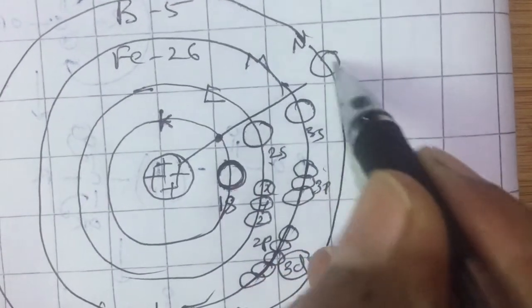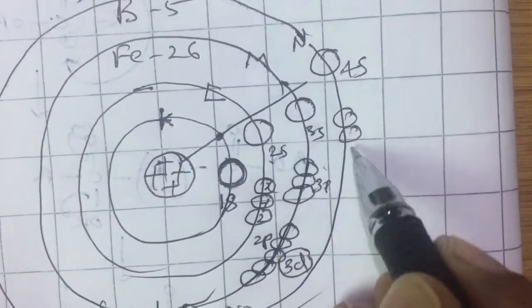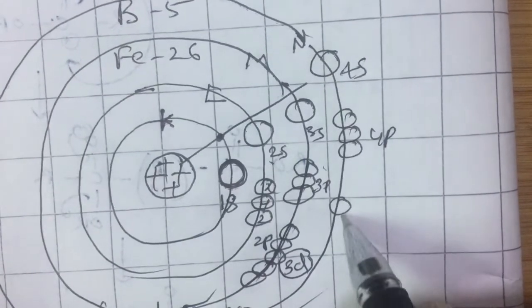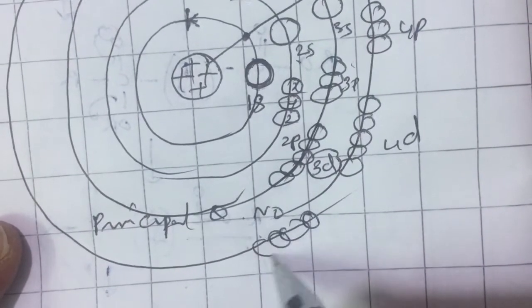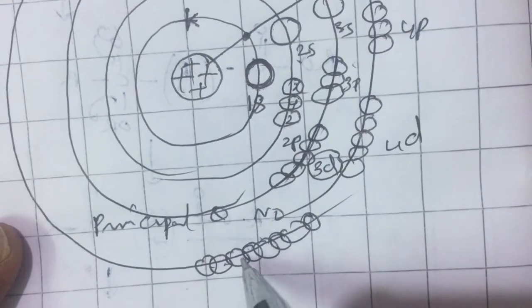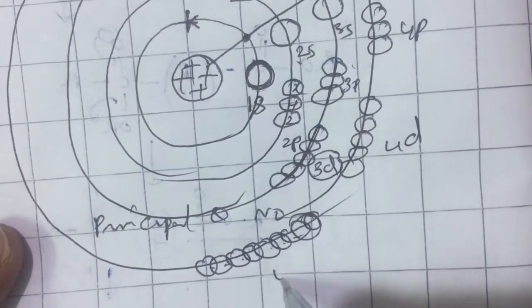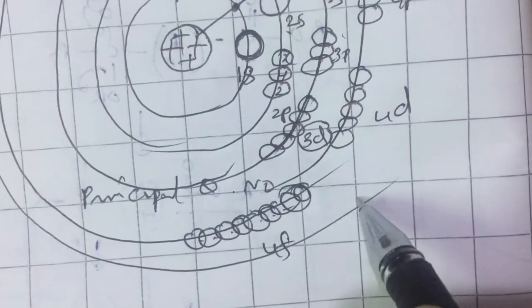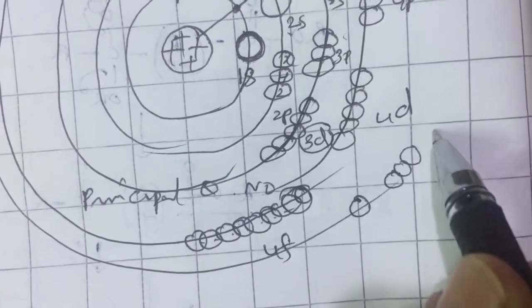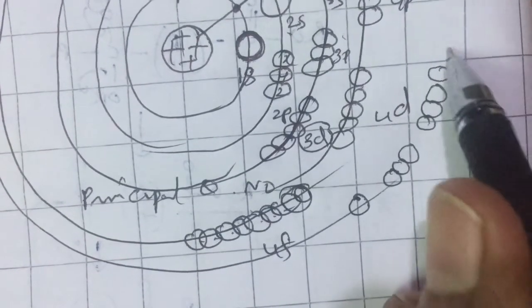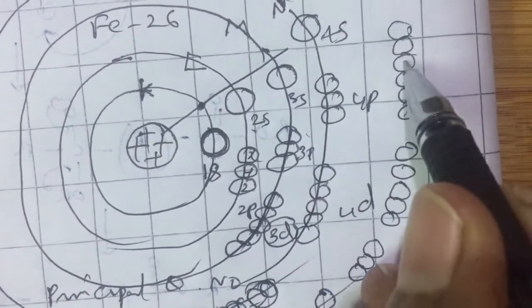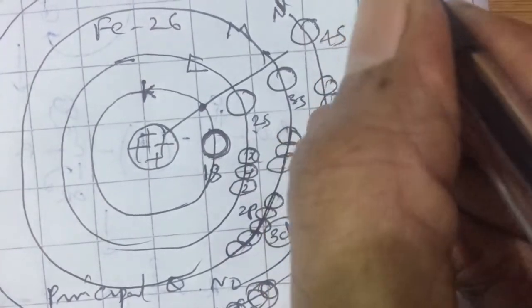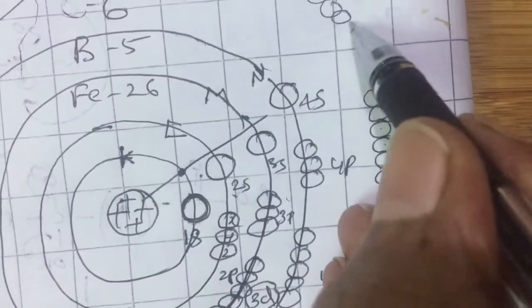Similarly, level 4 has a 4s orbital, three 4p orbitals, five 4d orbitals, and seven 4f orbitals: 1, 2, 3, 4, 5, 6, 7 4f orbitals. Similarly, you can guess if there is a fifth level. The fifth level has five types of orbitals: 5s, 5p, 5d, 5f, which will be 7, and 5g, which will be 9. Right? I am not bothered about this 5g.